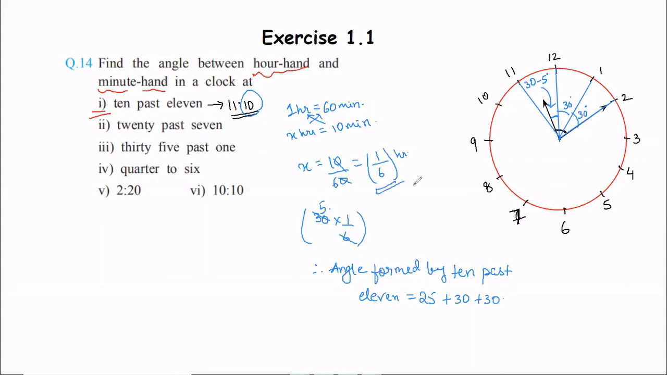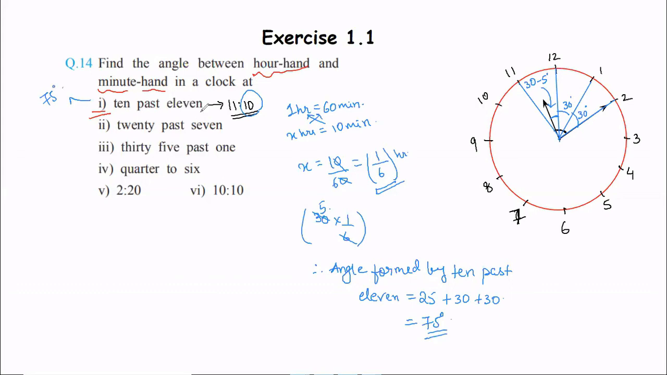Okay, already 10 minutes have passed, so 1/6 of that gap is reduced. That's why I'm subtracting 30 and 5. So 25 plus 30 plus 30 gives you 60, 75. So your answer is 75 degrees for the first case. I hope you understood how to solve this.